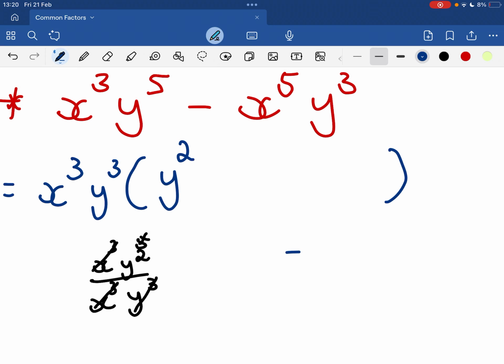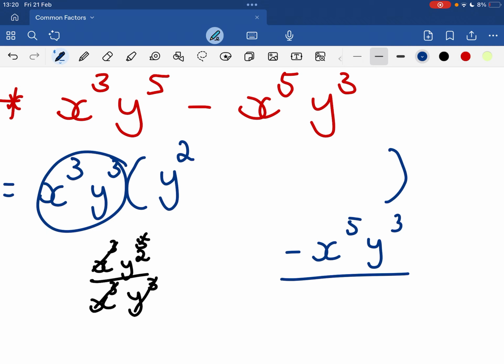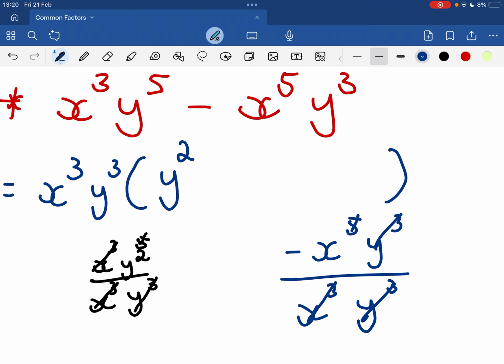And what about in the second term? The second term is minus x to the 5, y to the 3. And if we divide that by the common factor, which is x to the 3 and y to the 3, the y to the 3 is cancelled. x to the 3 leaves me with x to the 2. And that's what would have been left there.